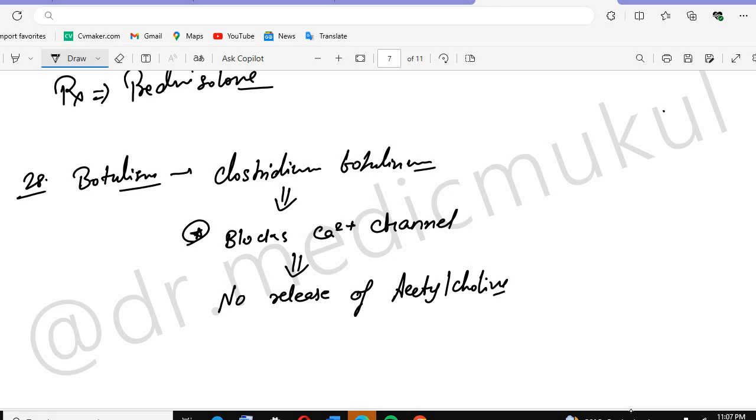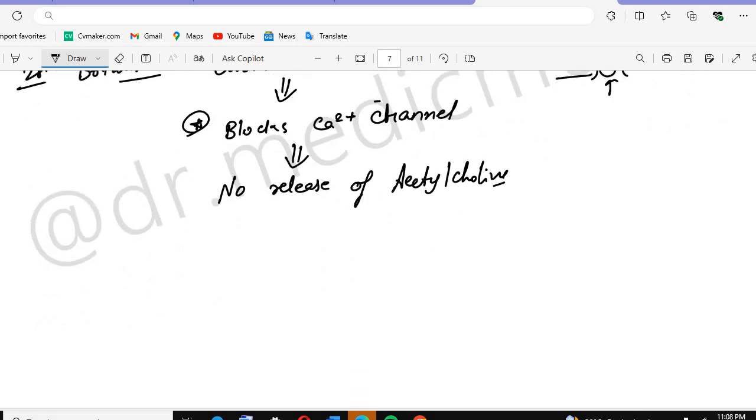I hope every one of you knows that we have neurons, and between the 2 neurons we have the synapse, the gap present between the 2 neurons. From the neuron the neurotransmitter, acetylcholine, is released, and the calcium ion helps in the release of acetylcholine. If the calcium ion is blocked, or not there, there is no release of acetylcholine. So Clostridium botulinum blocks the calcium channel, and due to that there is no release of acetylcholine.